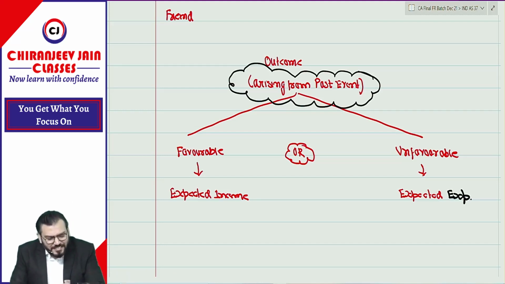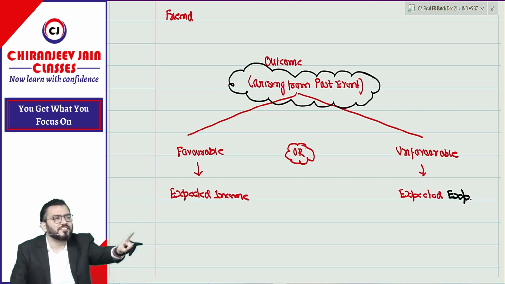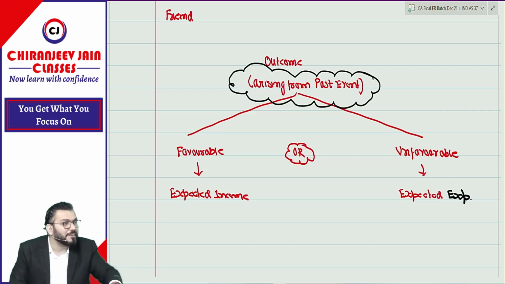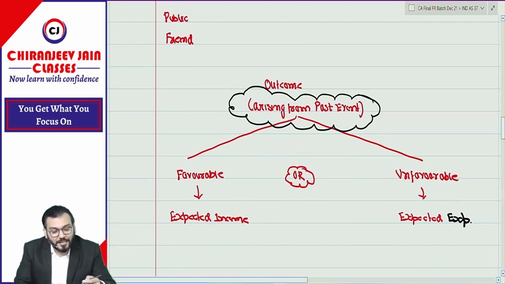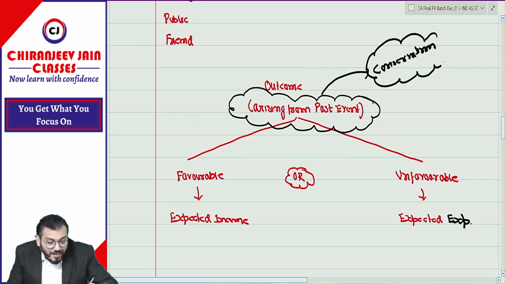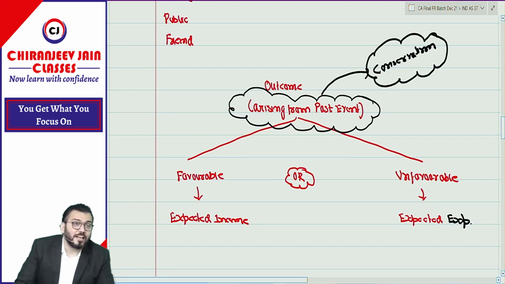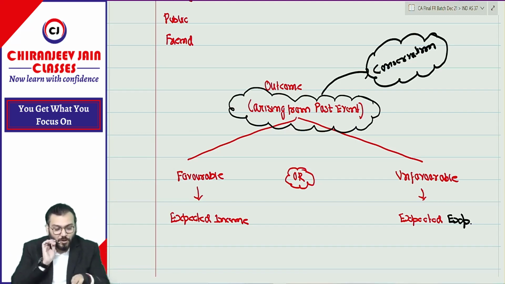Means can I say this entire accounting treatment is based on the conservatism principle? Whatever we have done in CA Foundation, actually we are applying that principle. So this is totally based on the conservatism principle. Now if you want to correct the definition, you can write down that we should recognize expected expenses arising from past events.